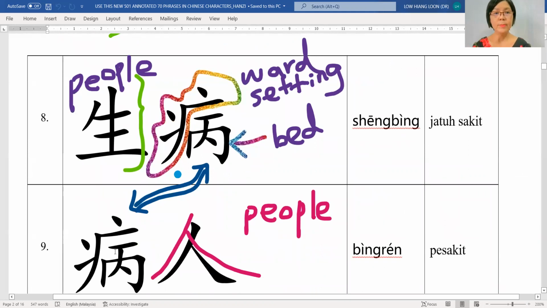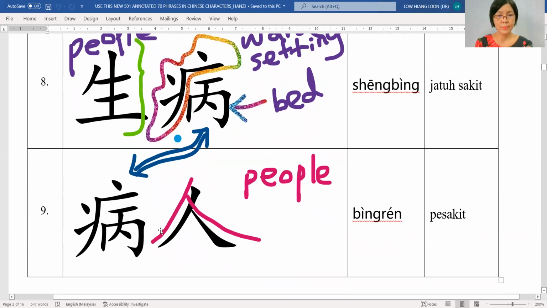The word is Sheng Ping, jatuh sakit. Okay, and the first character is people standing, and then the second character illustrate word setting, and the bottom one looks like a bed, and that represent people lying on a bed, people who sit. So okay. And the left side, they are all the facilities in the ward besides the bed. Okay. 好的. Next number?